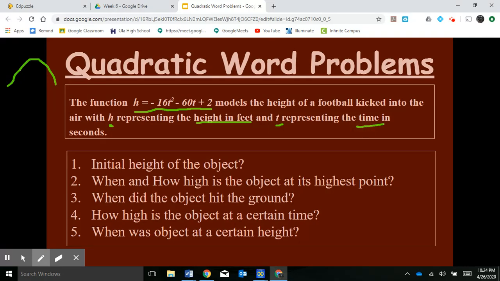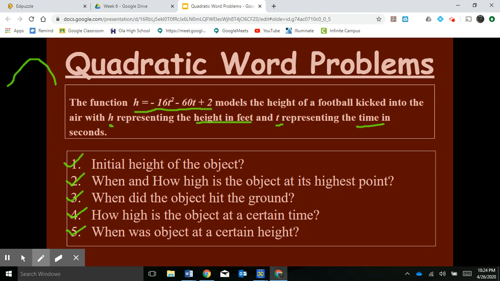All right. And so there's five things that it can ask for. It can ask for the initial height. It can ask for when and how high it is at its maximum height, which is the vertex. When did the object hit the ground, and how high the object is at a certain time, and when was the object at a certain height. So the same kind of question, just backward.